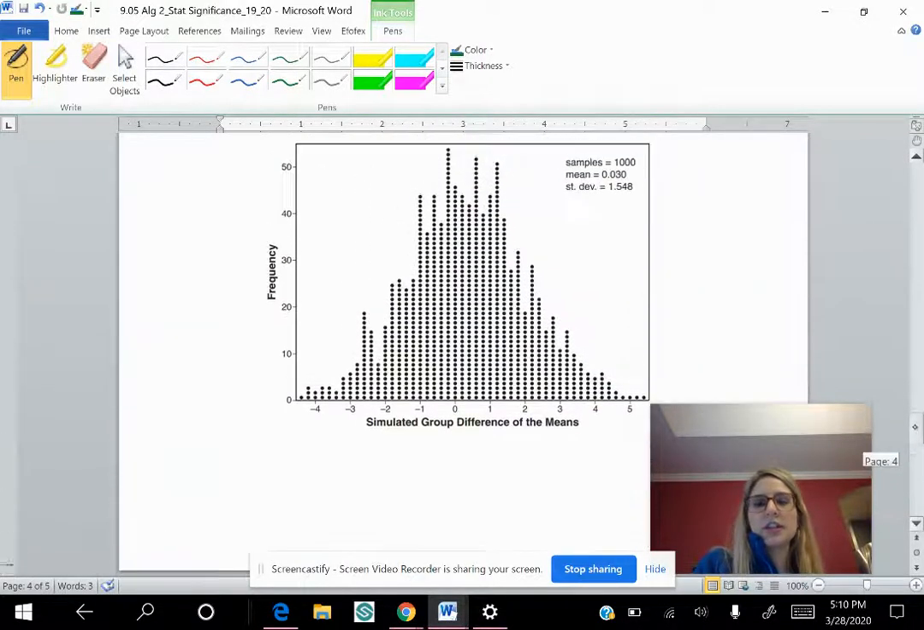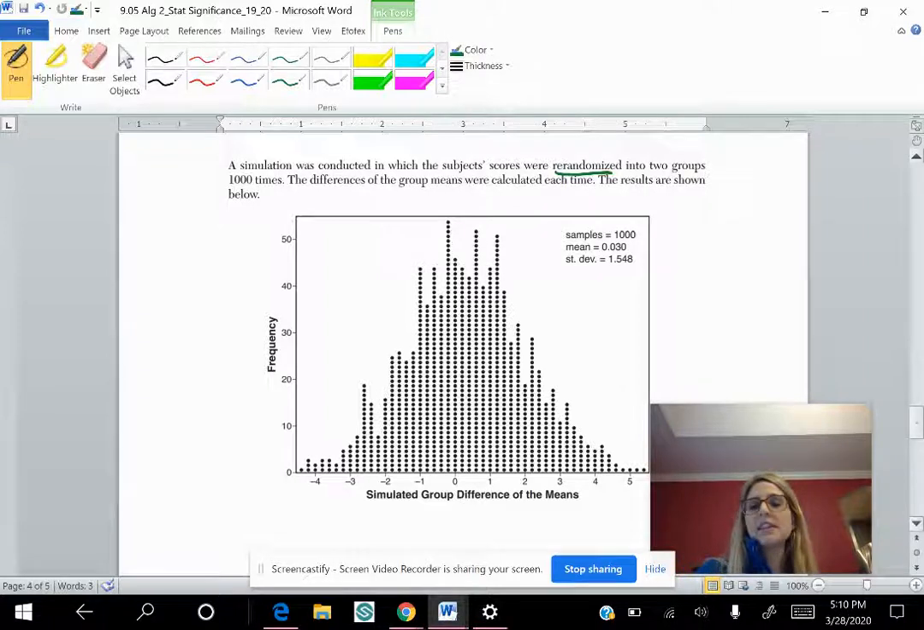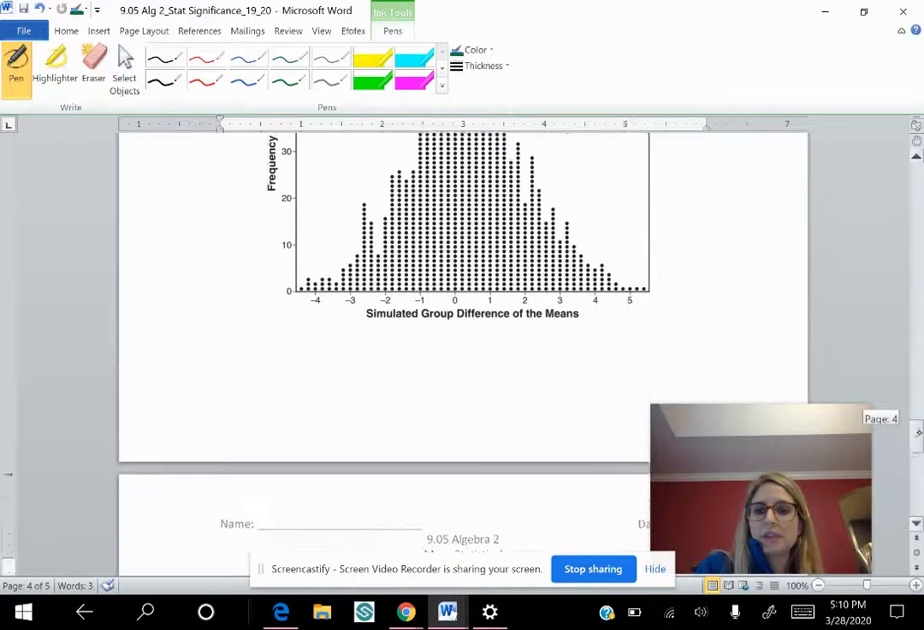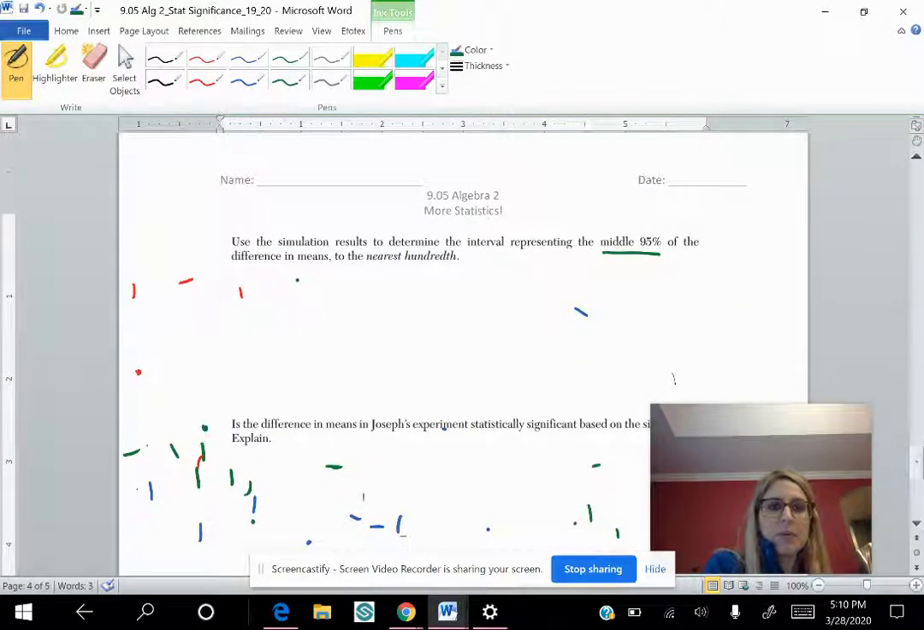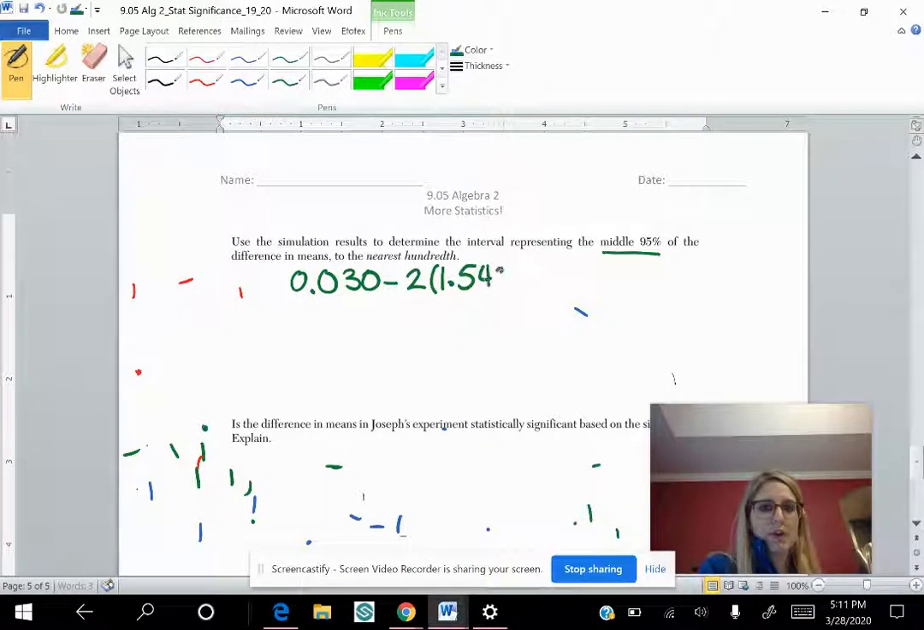So this time, it's just a little bit different than the other ones we've done today. This one's more like the ones we did on 9.04, where they gave you the mean and the standard deviation. On the other graphs that we've done today, we haven't been given the mean and the standard deviation. So in order to find that middle 95% of the data, we want to take our mean and add and subtract 2 standard deviations, just like we did last time. So 0.030 minus 2 times our standard deviation, 1.548. Then we're going to take 0.030 and add 2 standard deviations to it. That's going to go right into your calculator.